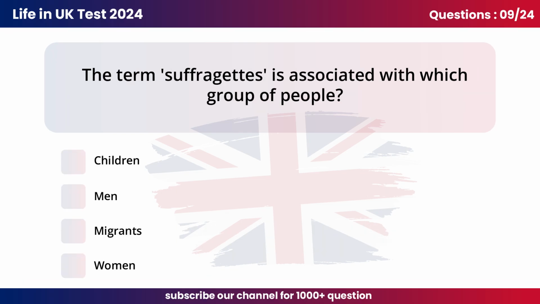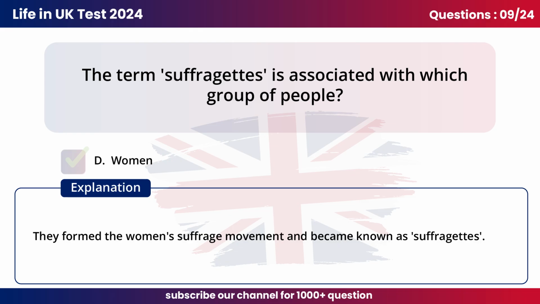Question 9. The term suffragettes is associated with which group of people? D. Women. They formed the women's suffrage movement and became known as suffragettes.